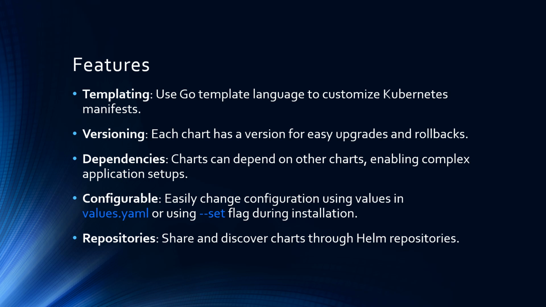Let's explore the powerful features that make Helm charts such a valuable tool in Kubernetes deployment management. Templating with the Go template language is one of the most powerful features of Helm charts. It allows you to create dynamic Kubernetes manifests that can adapt to different deployment scenarios. Key templating features include variable substitution from values files, control structures for conditional resource creation, built-in functions for common operations, helper templates for reusable components.